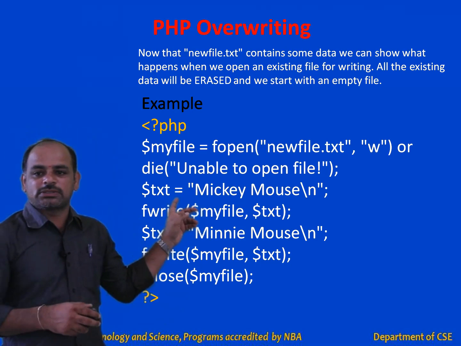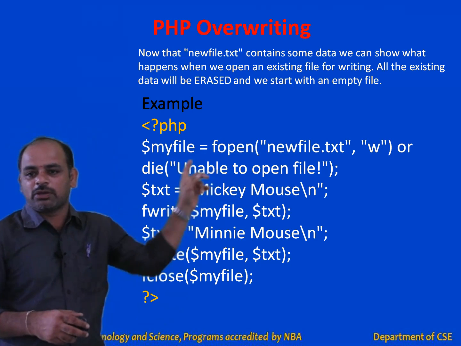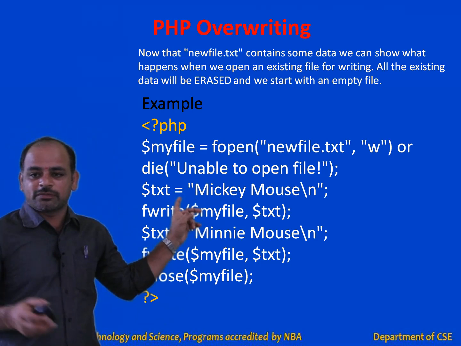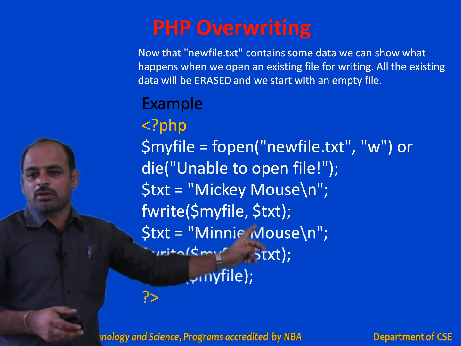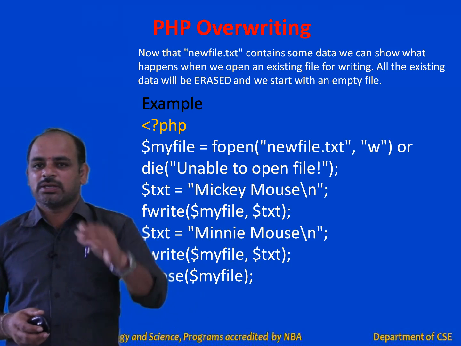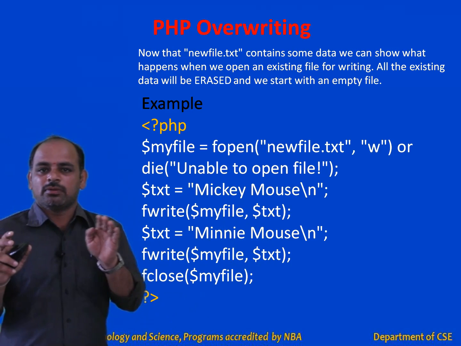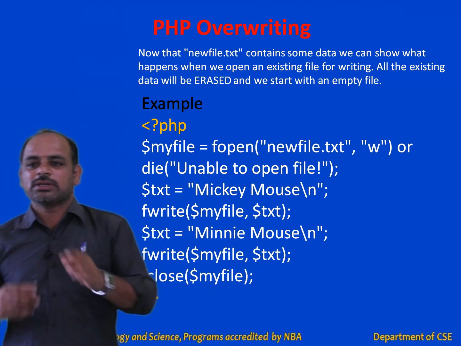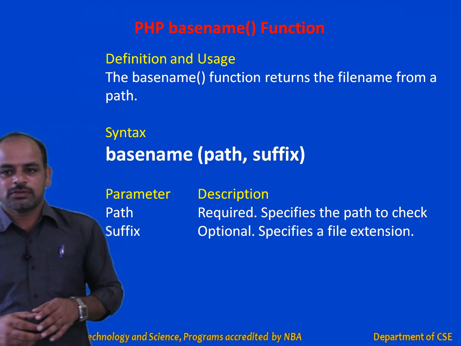So previously we opened the same file, new file.txt, in write mode and wrote some data into it. Here I'm writing some data into that file: Mickey Mouse and Minnie Mouse. In the previous slide we saw the data we had written, John Doe and some other data. That data is completely erased, and the file content is replaced by the new data, Mickey Mouse and Minnie Mouse. So that is overwriting. Finally, we have to close the file.